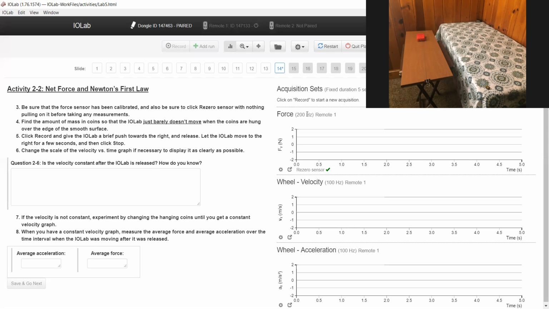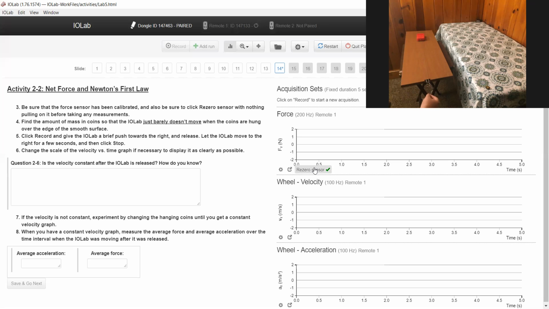Next, if we want to re-zero the sensor, I have already said it has to be in such a way that no force is being measured. So let's re-zero it. I was just making that loose. Then you can click on re-zero sensor here.